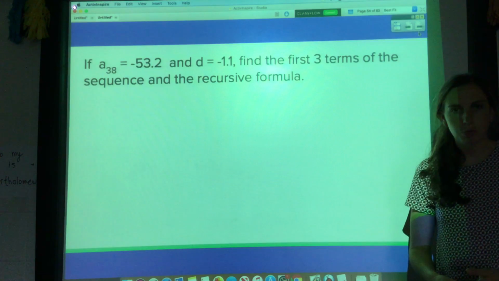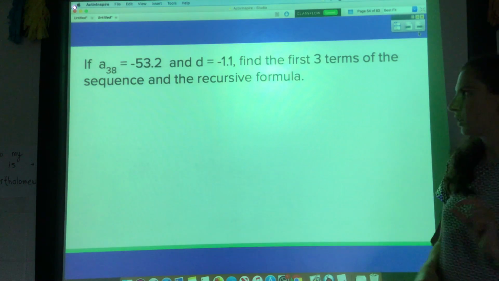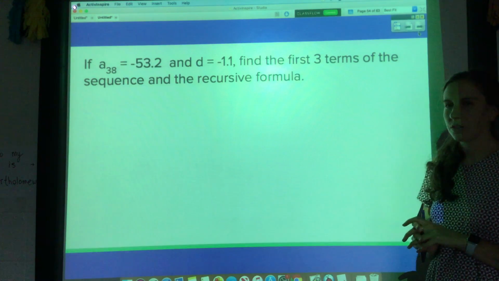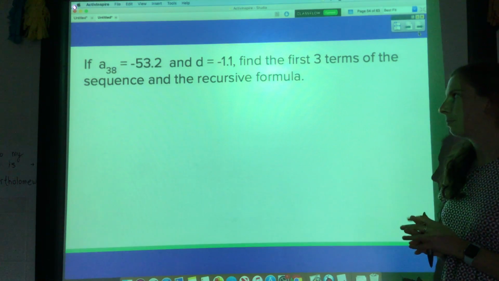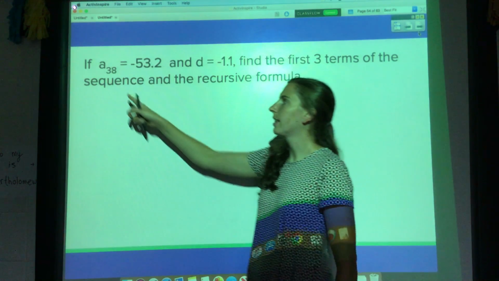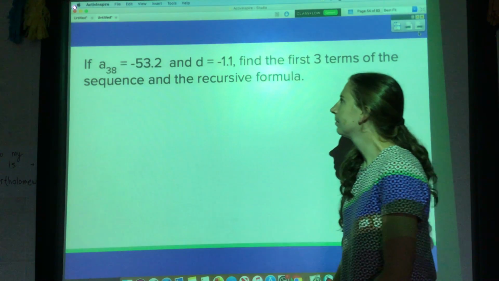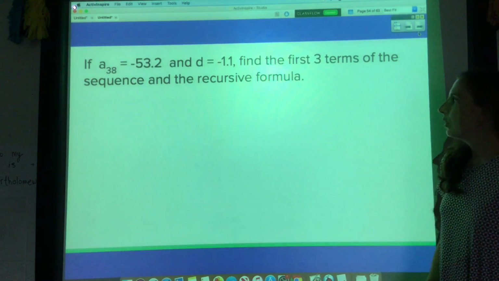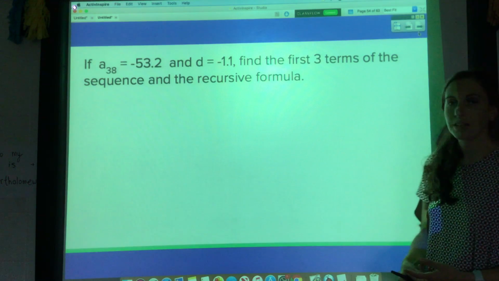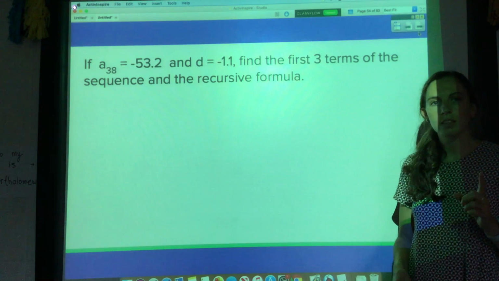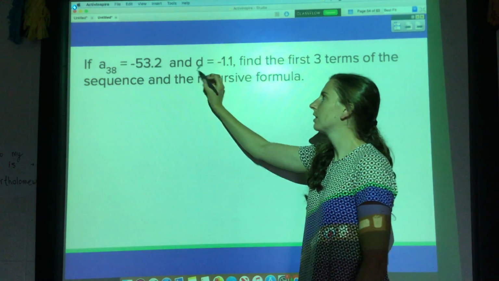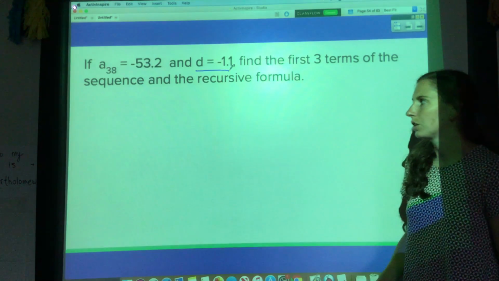All right, just a couple more slightly more difficult examples. Everything we've done so far, I gave you the first term, but in this example they don't. You're given the 38th term. It wants you to find the first 3 terms and a recursive formula. To write any formula, you need a1, the first term, and the common difference. We have the common difference, but we need to get back to the first term.